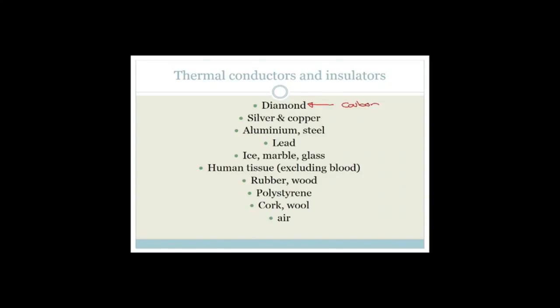And the reason it does is, remember, because it's made out of pure carbon. Then you've got your silver and your copper, your aluminium, all the way down to air, which we know is actually a very good insulator. In fact, if you're living in a very cold country, they have what is called double glazing on their windows. If you've ever flown in a plane, you will see that they have that as well. There's a window with a piece of glass, and there's a gap, and there's another piece of glass. Okay, and that's sealed off. And the reason they do that is because the air is a very good insulator.